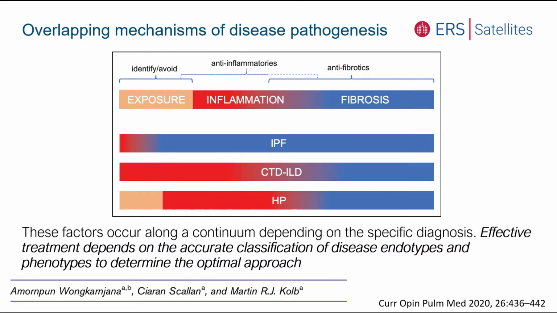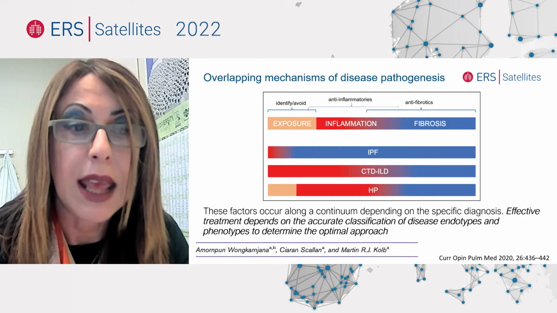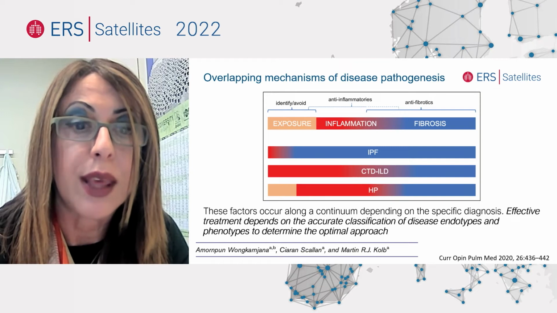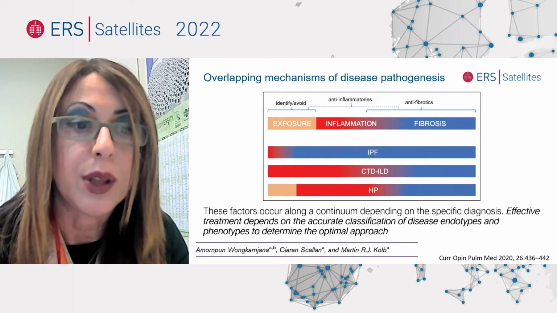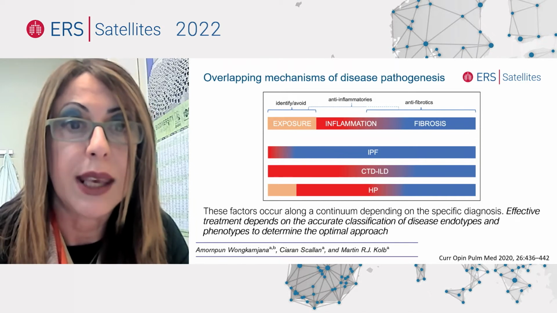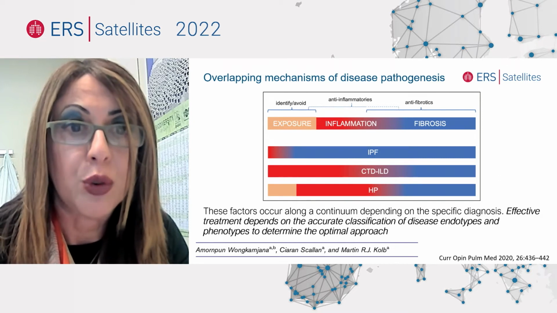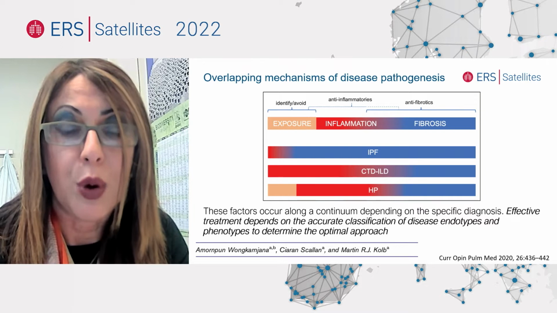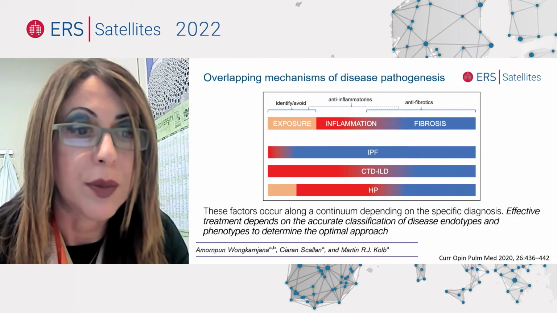And most importantly, we will have different overlapping mechanisms of disease pathogenesis, and effective treatment depends on the accurate classification of disease endotype and phenotype to determine the optimal approach. And you see here that we have the antigen, the exposure, the inflammation and fibrosis, the main pillars of this process.